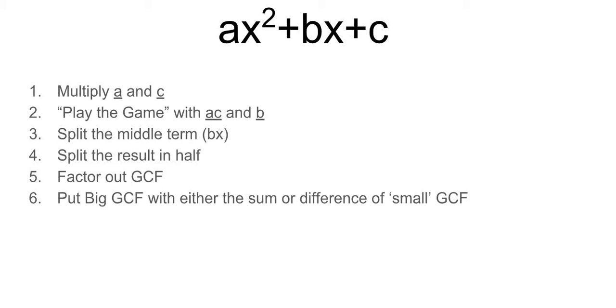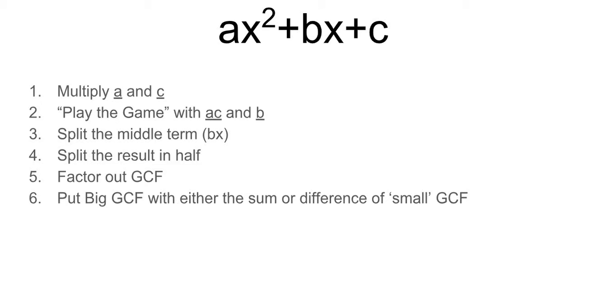We use 6 rules to factor. The first rule is that we need to multiply a and c to get ac. Now that we have ac, the only thing we need for the next step is b. Speaking of the next step, this step says that we have to play the game with ac and b. What this game is, is that you have to find 2 numbers that multiply to ac, but those same 2 numbers should add to b.